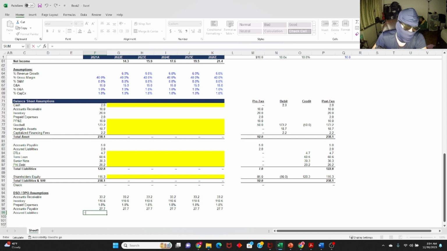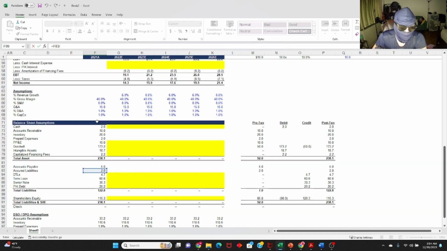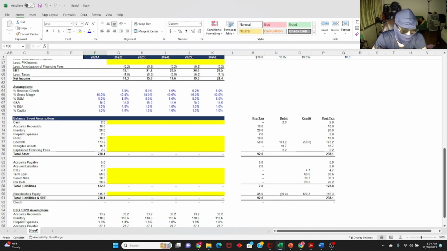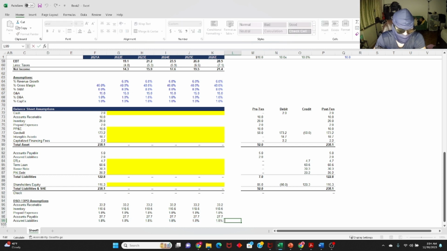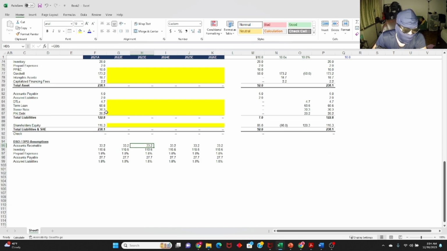Accrued liabilities, that's generally a percentage of revenue as well. So you're just going to take your 2 and divide it by the revenue amount. Copy the number format here. Basically the same thing. Okay.